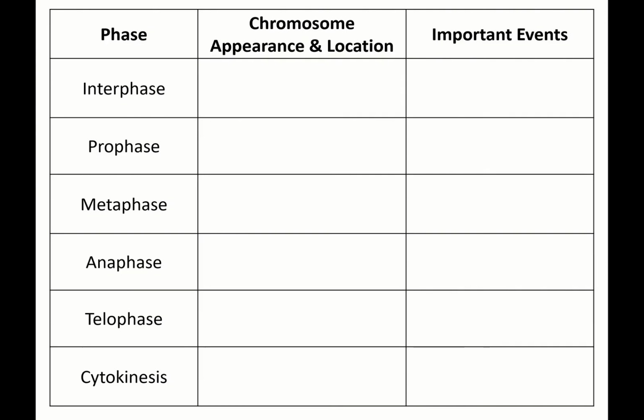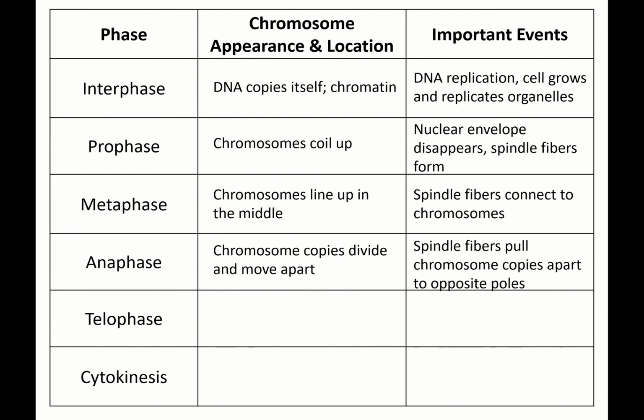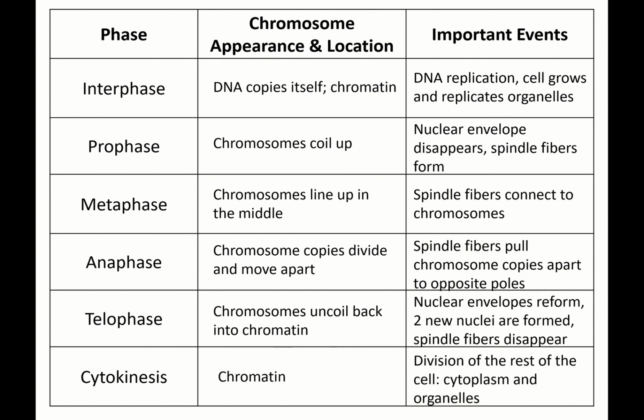Now, last thing I want you to do is look at this table. So this table kind of shows you everything about the phases, the important events, where the chromosomes are, what's happening. It kind of gives you the whole thing. This is really helpful. You don't have to write it down, but it might help you. You'll be doing something similar to this a little bit later in the unit when you do your lab. So you might want to remember this and come back to it when we get there.